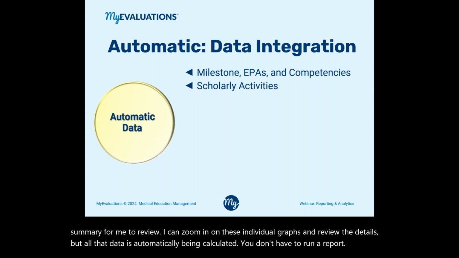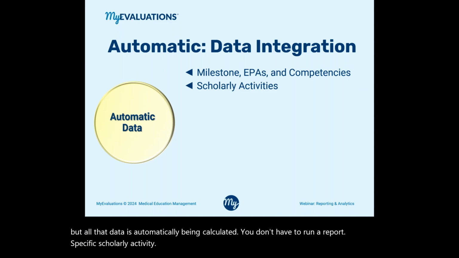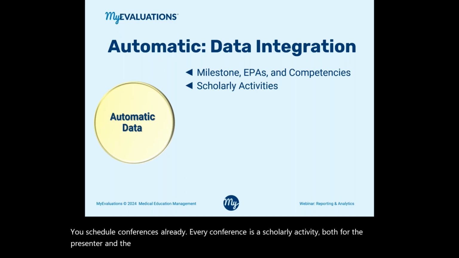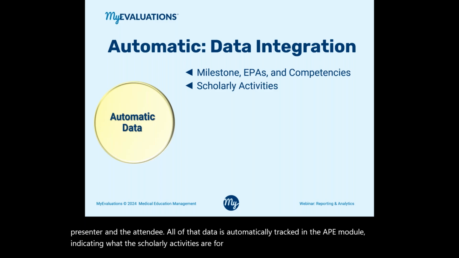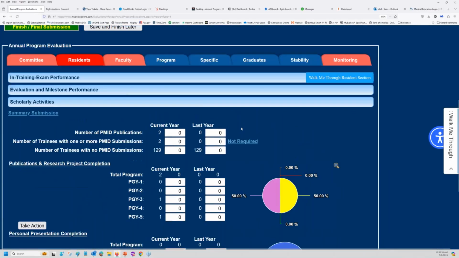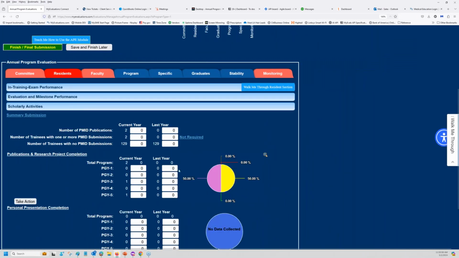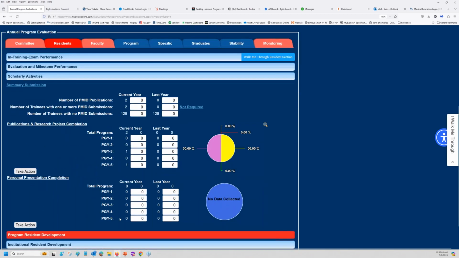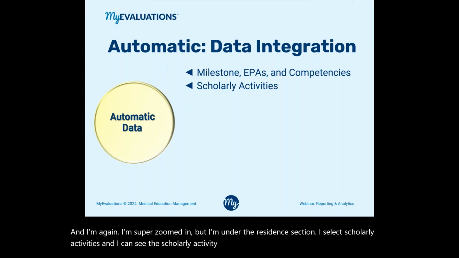Specific scholarly activities. You schedule conferences already. Every conference is a scholarly activity, both for the presenter and the attendee. All of that data is automatically tracked in the APE module, indicating what the scholarly activities are for specific groups. So here is, again, as an example, and I'm super zoomed in, but I'm under the resident section. I select scholarly activities, and I can see the scholarly activity breakdown for my department as well.